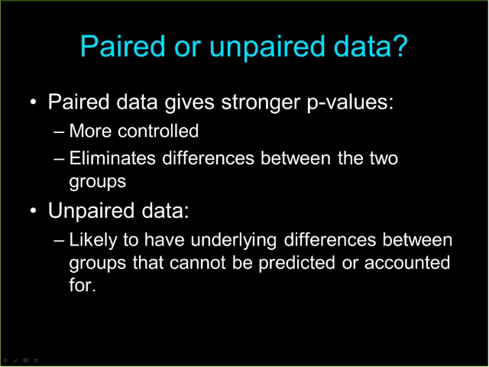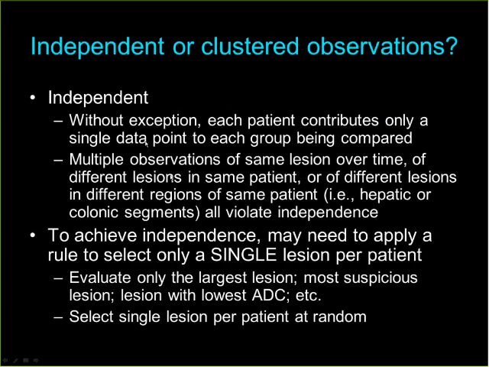In terms of why this is relevant, the paired data tends to give stronger p-values. It's more controlled. This eliminates underlying differences between the two groups. With unpaired data, there's likely to be differences that we just can't really predict or account for, and this will weaken the p-values somewhat.